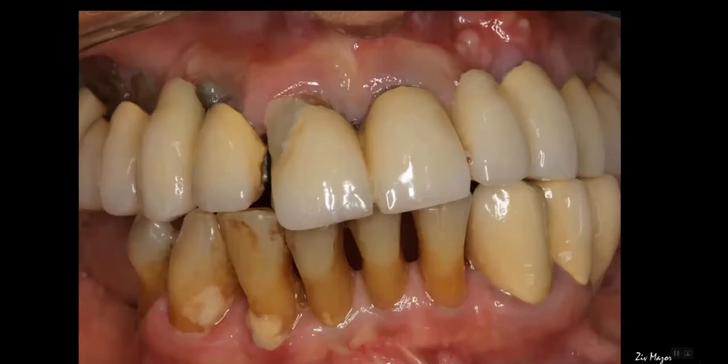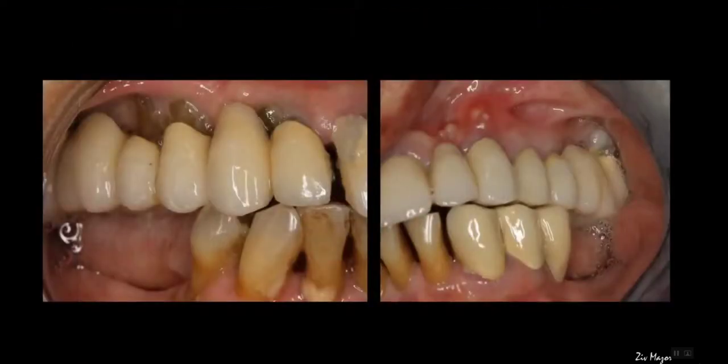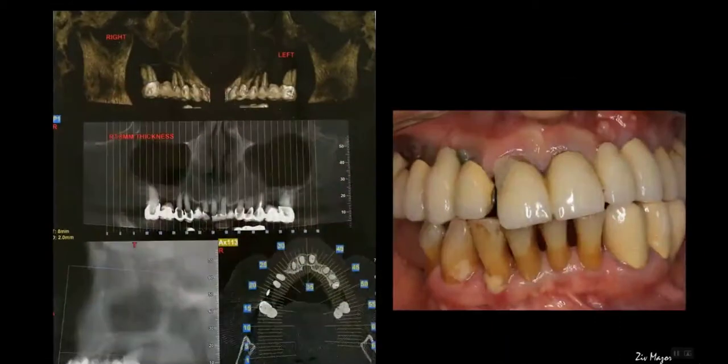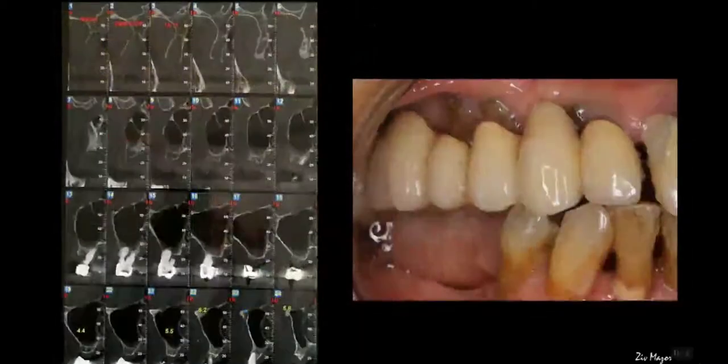So here is a case. A quite elderly patient, 85 years old. She comes with a failing dentition. So you can see how she looks. There is increasing mobility, not enough bone support. You can actually see how the maxilla looks. Everything is shaky. And she wants a fixed restoration.